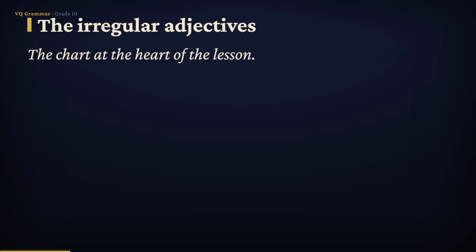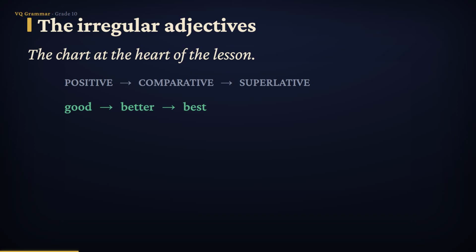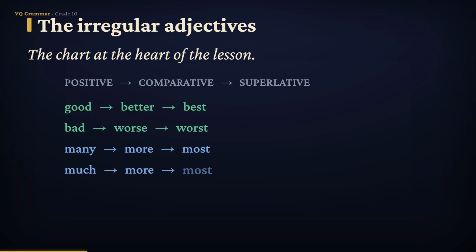Here's the chart at the heart of this lesson, the irregular adjectives. Read each line across: positive, comparative, superlative. Good becomes better and then best. Bad becomes worse and then worst. Many becomes more and then most. Much also becomes more and then most, so those two share the very same forms. And little becomes less and then least.